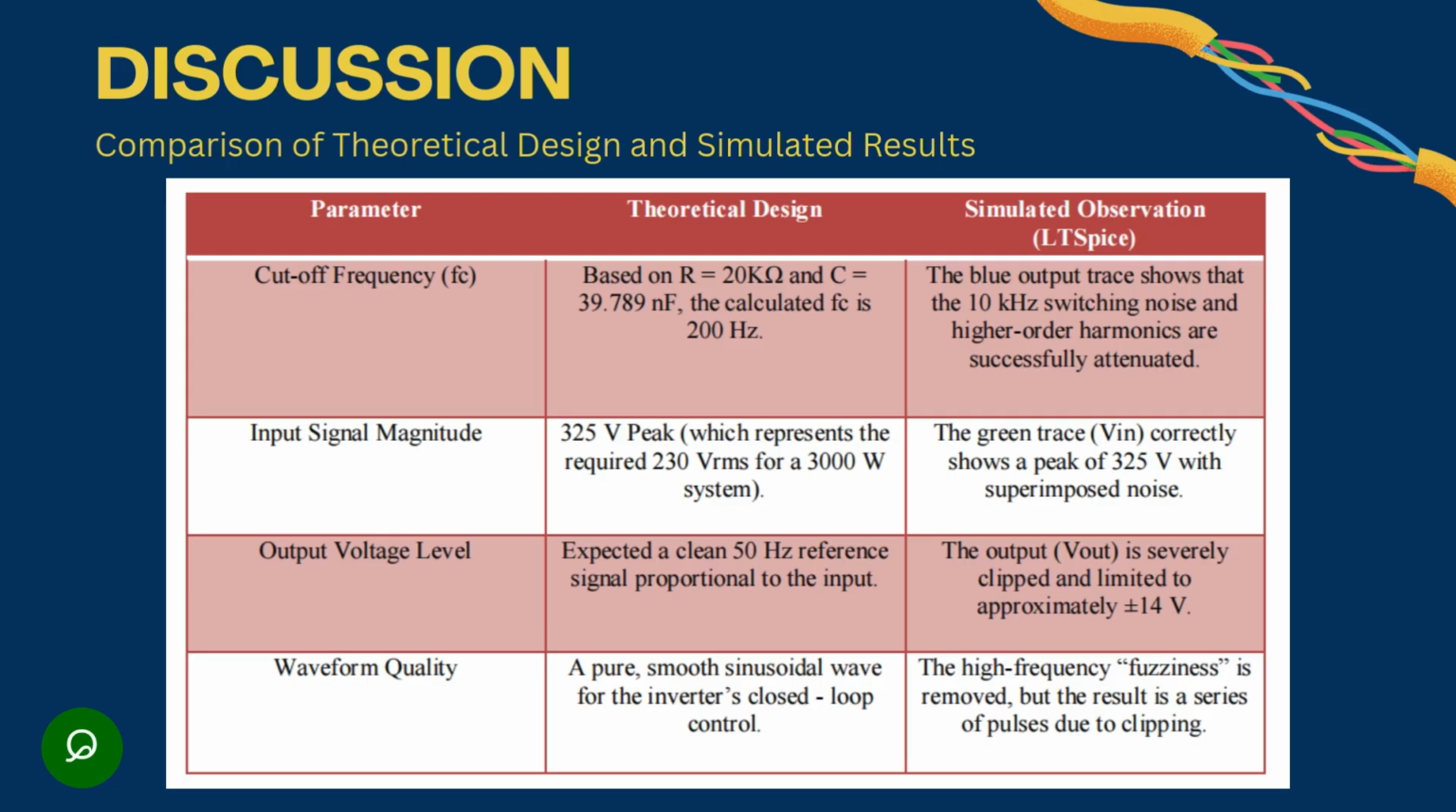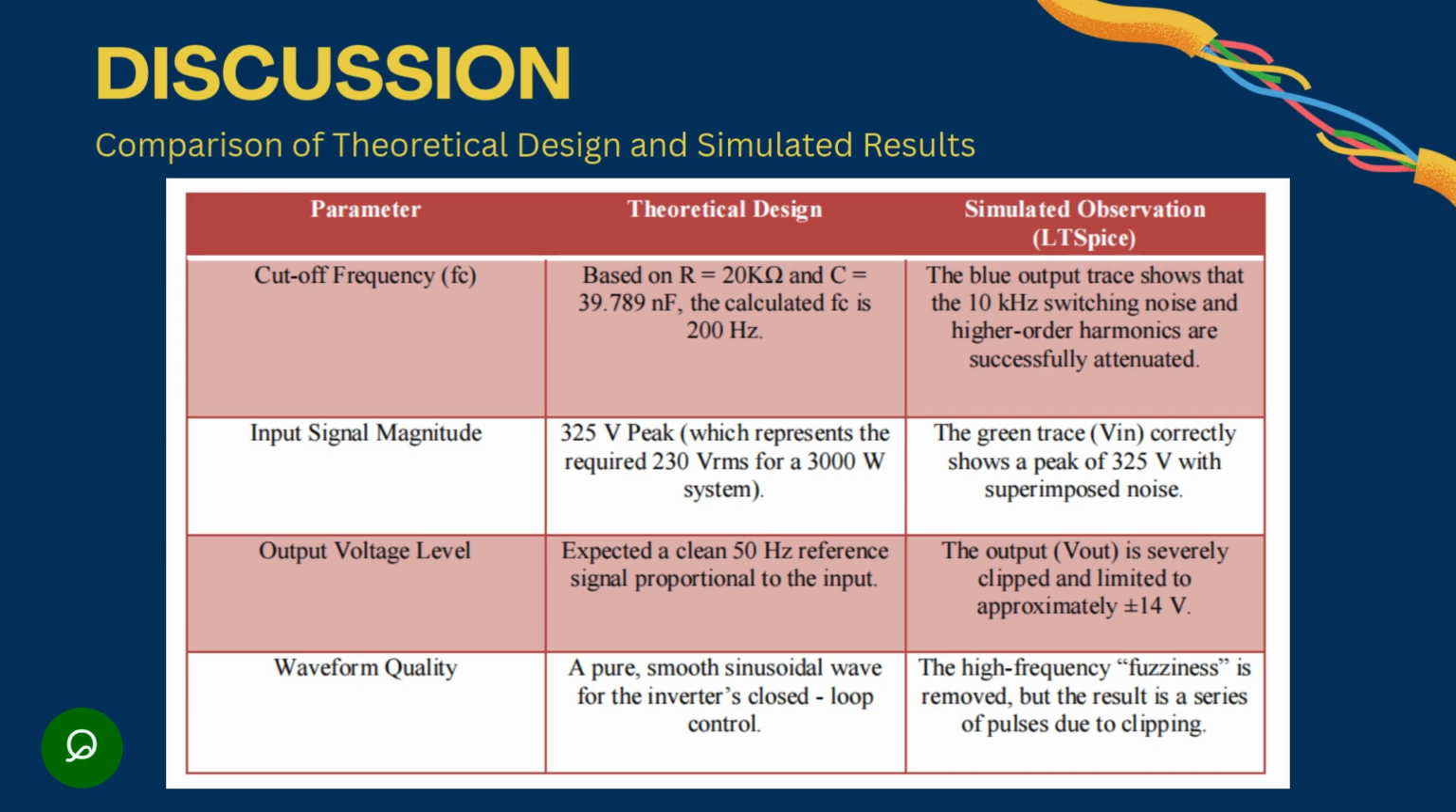This is a comparison part for theoretical design and simulated result. First, for the cutoff frequency fc parameter, in our design based on resistor value and capacitor value, the calculated fc is 200 Hz. While in our simulation, the blue output trace shows that the 10 kHz switching noise and higher order harmonics are successfully attenuated. For input signal magnitude, the design requires 230 VRMS for a 3000 watt system, while in our simulation, the green trace Vin correctly shows a peak of 325 volts with superimposed noise.